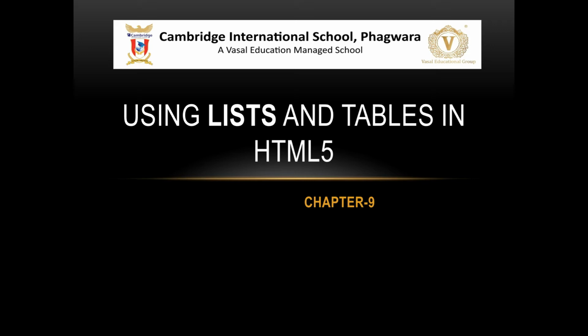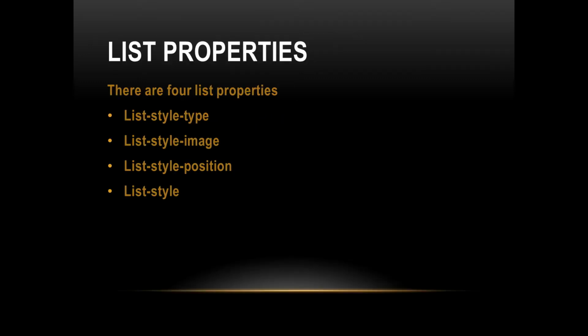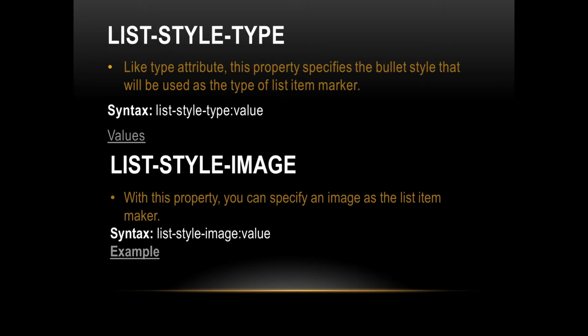We are doing the chapter Using Lists and Tables in HTML5, and in this video we will be covering two topics: list properties and second is description list. Now we have four types of list properties: list-style-type, list-style-image, list-style-position, and last is list-style. So let's start with the properties.